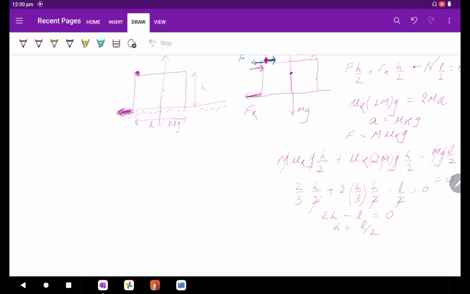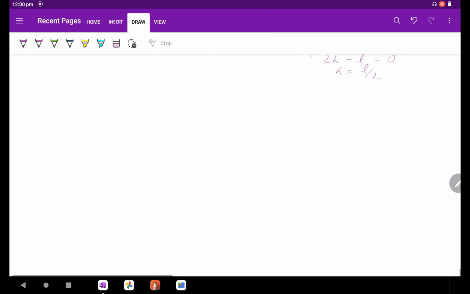Hello class, let us take question number 24 from your module. In this question, we are given a sphere of certain mass, let's say small m, which has been rotated with an angular speed of omega naught and is moving down with a velocity v naught.